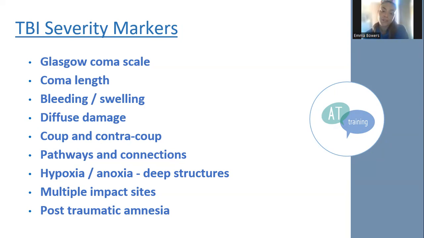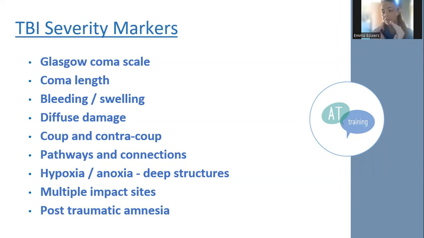So yes, we can look at the Glasgow Coma Scale, how long a person has been in a coma for, the amount of bleeding and swelling. So again, you might see them in your secondary and third injuries. Diffuse damage also links with your coup and contrecoup. Inside the skull, it's not smooth. It's got bony ridges and shearing. So depending on the force, because the brain is suspended in cerebrospinal fluid, you can get lots of movement in ways that the brain shouldn't be moved.